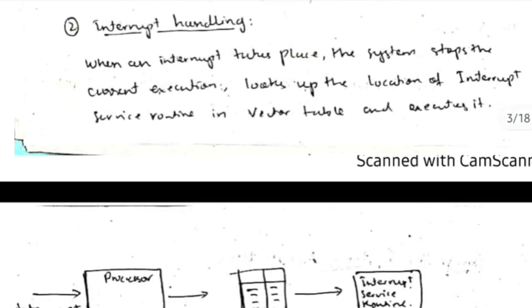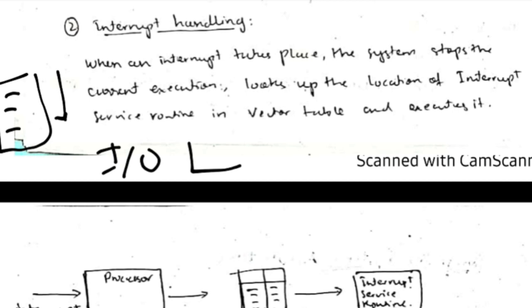Then interrupt handling. Interrupt handling means whenever a program is being executed, at that time the input or the output is needed by the user, or some other task which requires some waiting. That's known as interrupt.